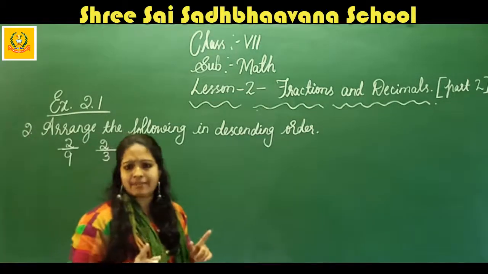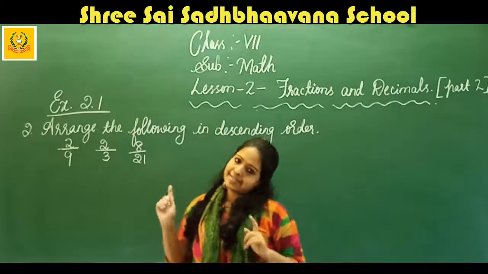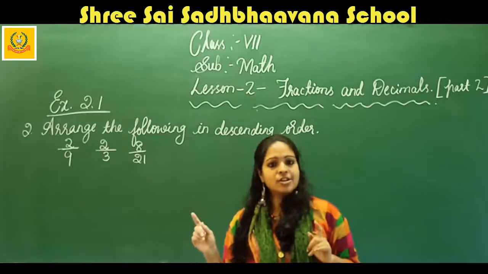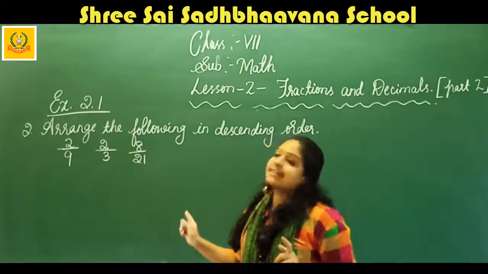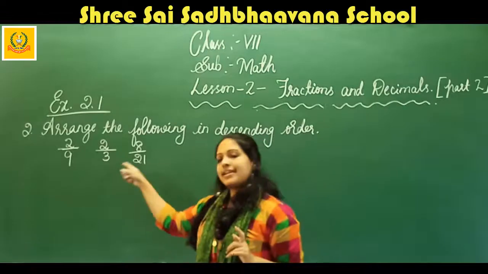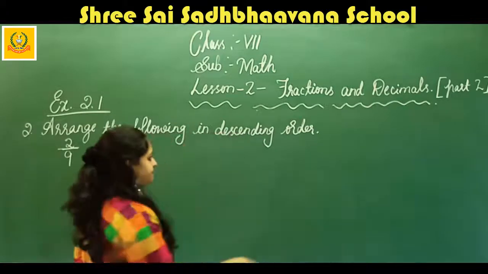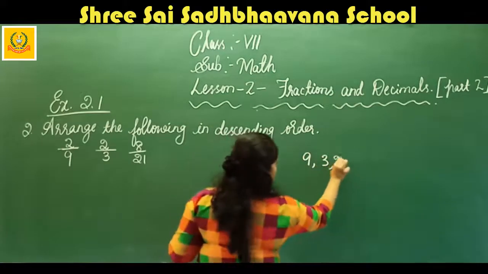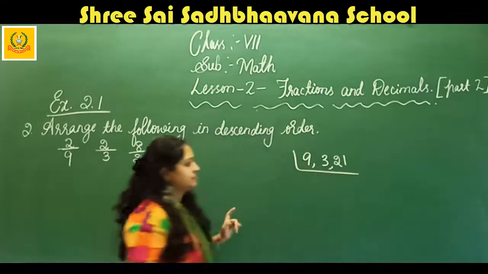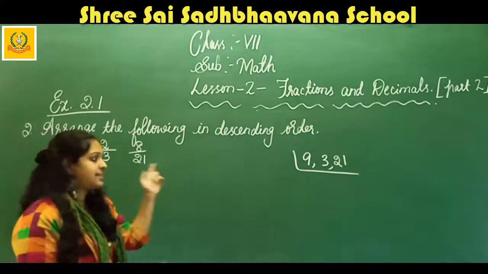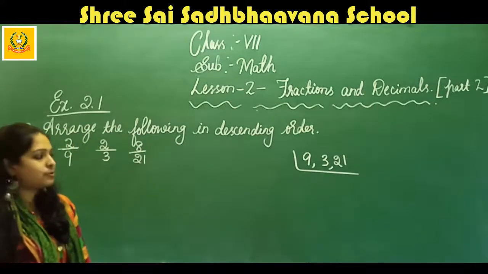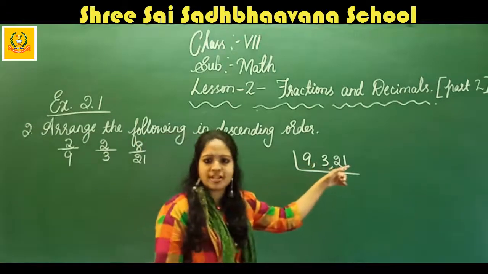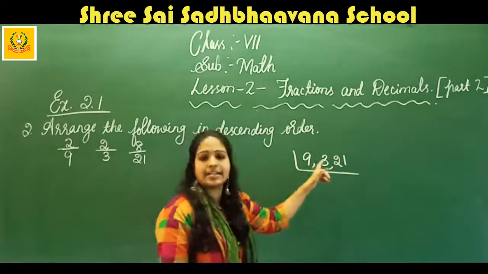Okay, so first we have to arrange them in descending order. To do that we need to make all the denominators the same, otherwise we cannot arrange them in descending order. So what we have to do? We have to make the denominator same. So let us take the LCM of the given denominators. 9, 3, 21. These are our denominators. Now we have to take the LCM. Can you divide these numbers by 2, children? No, you cannot because these are odd numbers.